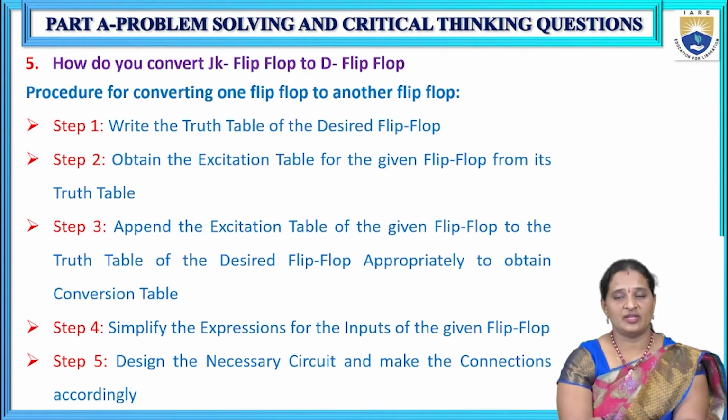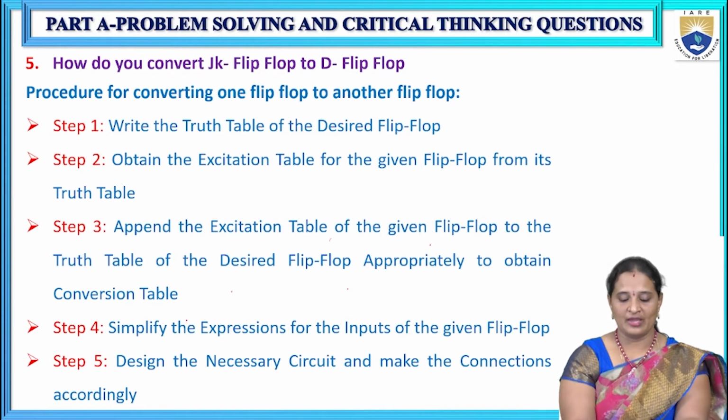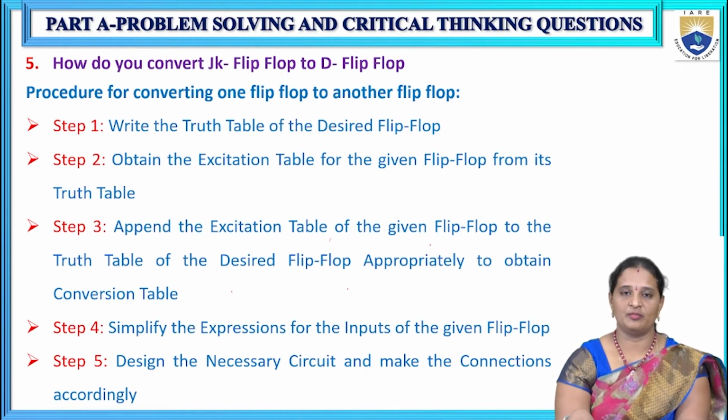Write the truth table of the desired flip-flop. What is the desired flip-flop here? D flip-flop. So, we need to write the truth table of the D flip-flop and obtain the excitation table for the given flip-flop. What is the given flip-flop? JK flip-flop. So, get the excitation table of the JK flip-flop. Append the excitation table of the given flip-flop and the truth table of the desired flip-flop appropriately to obtain the conversion table. So, by using both of these, we need to obtain the conversion table.